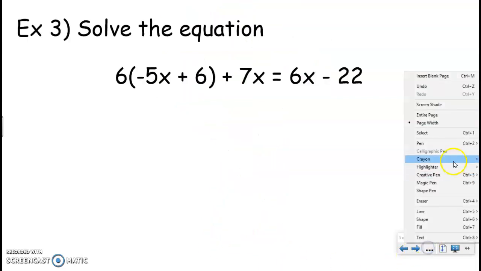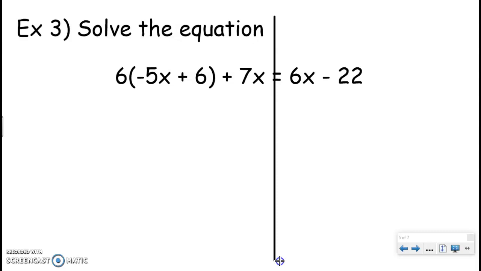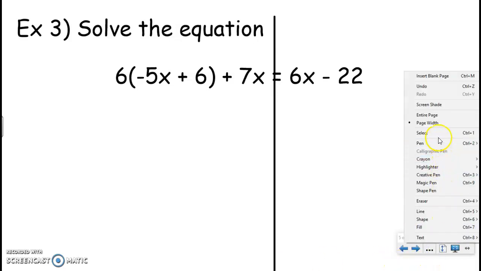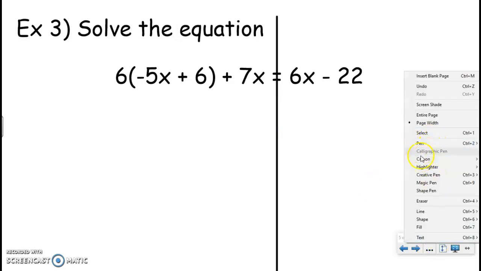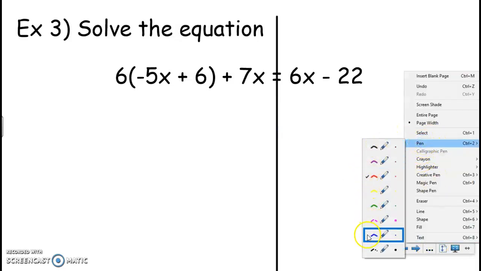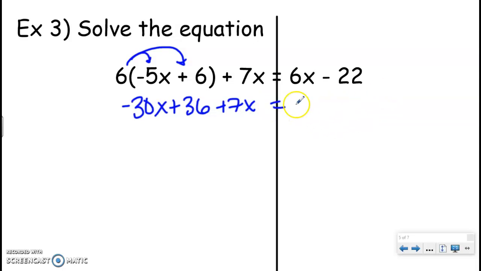Continuing on, we are going to look at the next problem. Start by drawing my line through the equal sign. Just do this one for fun. Okay, there's my line. We are going to start by distributing through the parentheses, and we have those. Notice when I do this, I'm not going to multiply by my 7x because it's not in the parentheses. So I get negative 30x, plus 36 plus 7x equals, okay, no parentheses on the right side, so let's go ahead and bring that down.